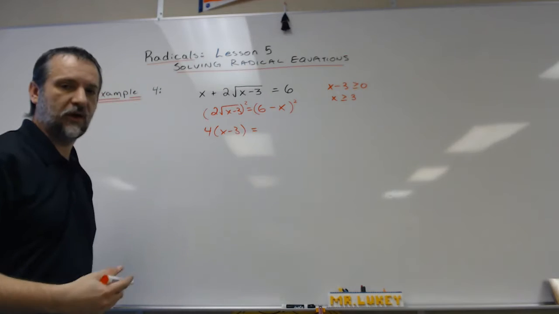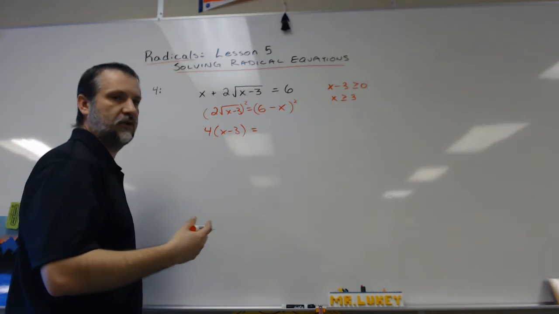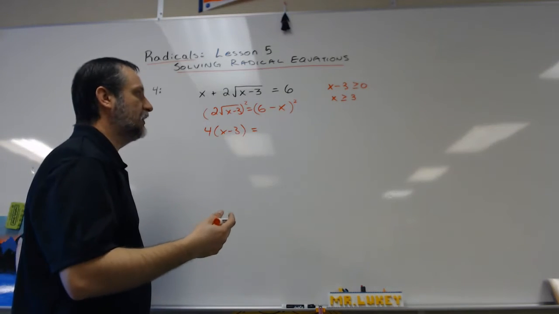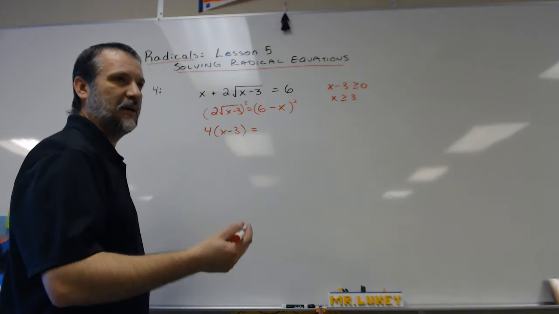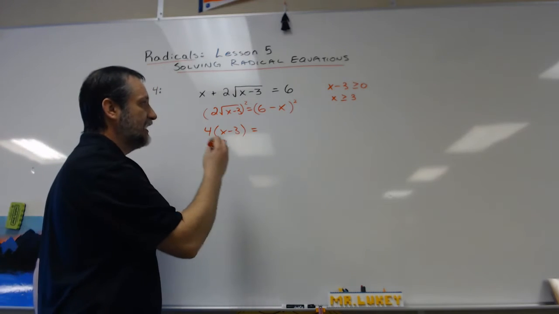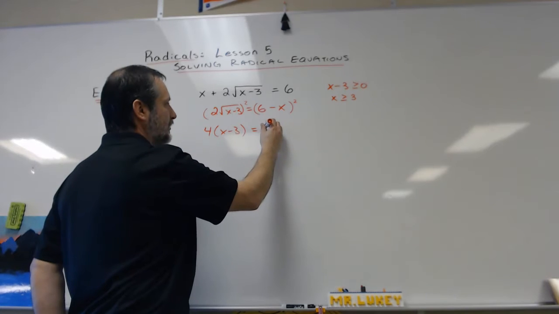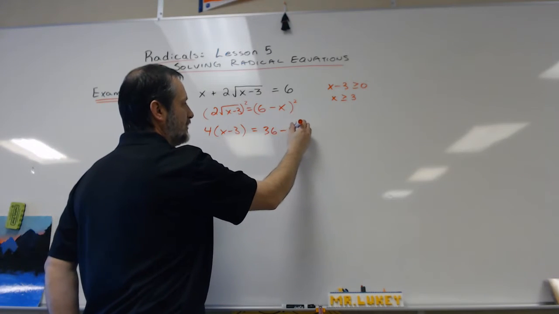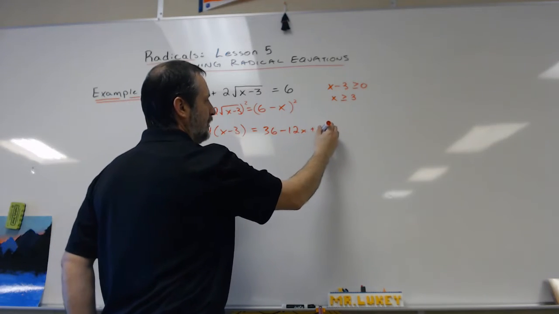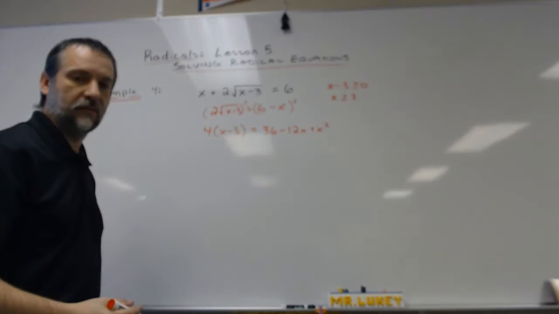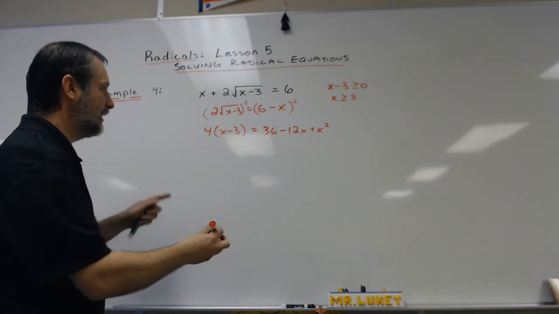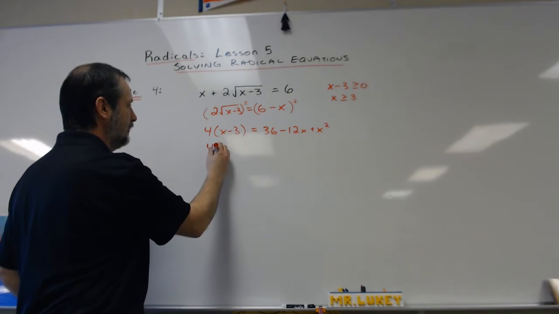6 minus x squared, right, this is going to be our a squared minus 2ab plus b squared kind of thing mentality. So we're looking at the 36 minus 12x plus x squared. I can simplify this a little more.